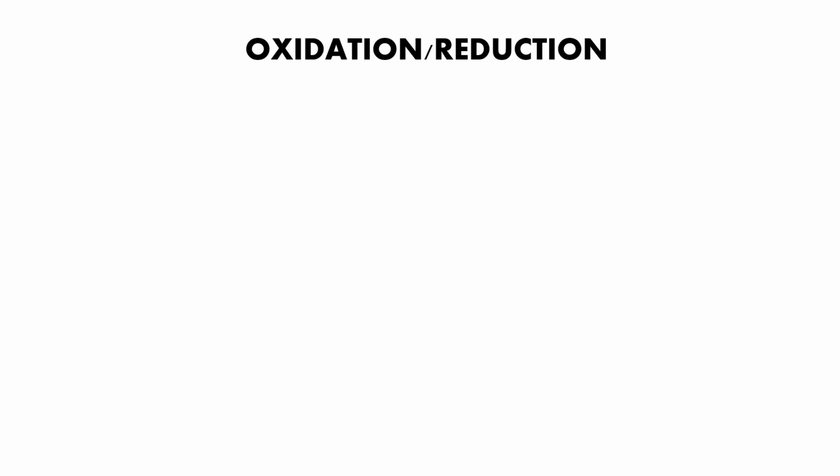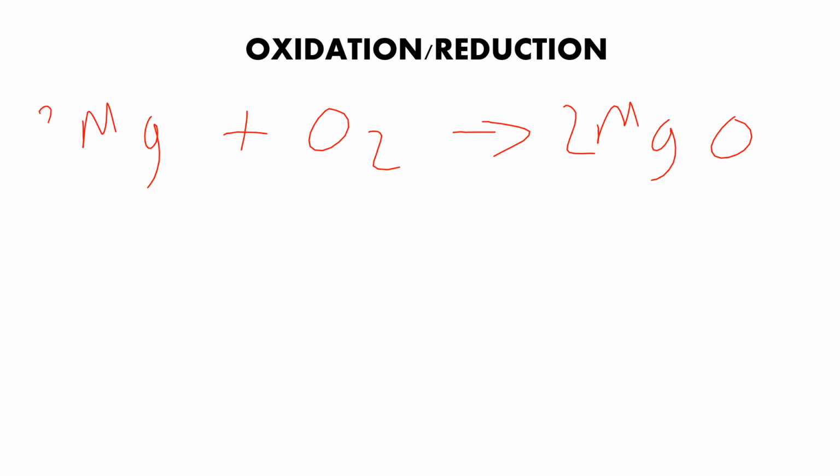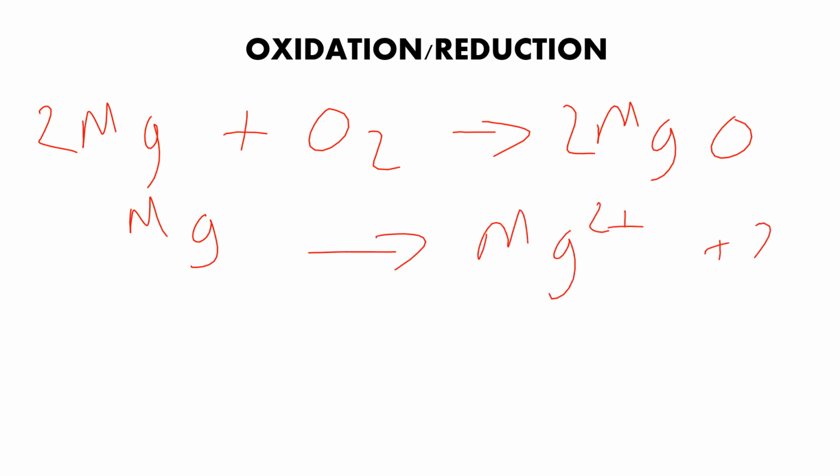Let's break the magnesium-oxygen reaction down again. So magnesium plus oxygen gives magnesium oxide. That's the overall reaction. It's made up of 2 half reactions, an oxidation step and a reduction step. The oxidation is the magnesium going to form the magnesium ions, and it produces 2 electrons. That's the oxidation step. Magnesium gets oxidized. It loses 2 electrons.